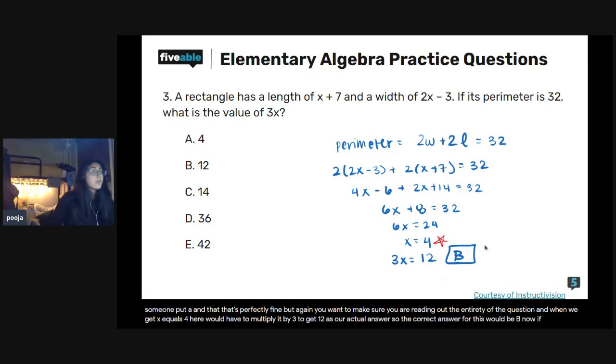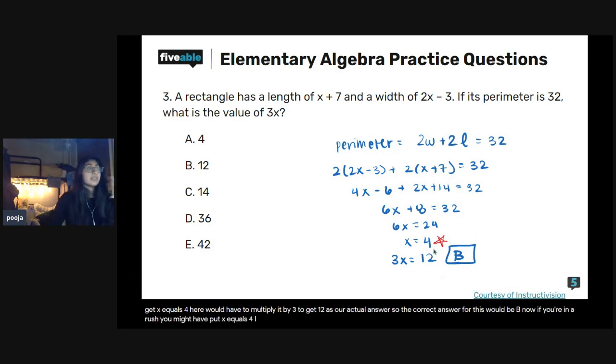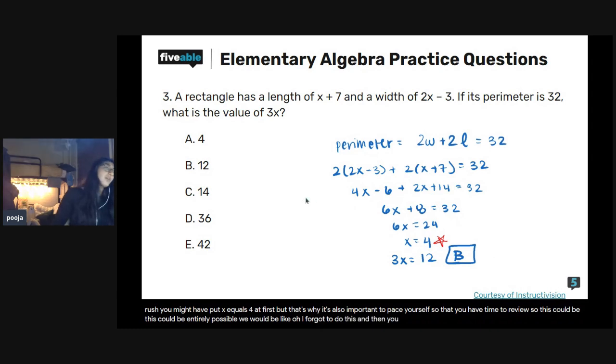Now, if you're in a rush, you might have put x equals 4 at first, but that's why it's also important to pace yourself so that you have time to review. So this could be entirely possible where you'd be like, oh, I forgot to do this, and then you'd go back and fix it. So it's all about the balance between doing it quickly and having time to review.